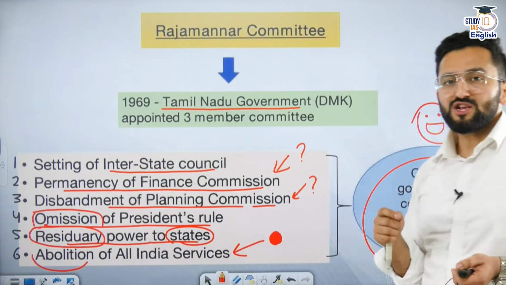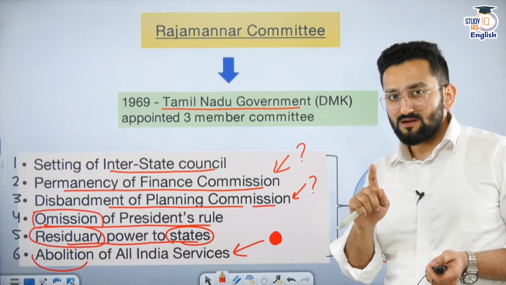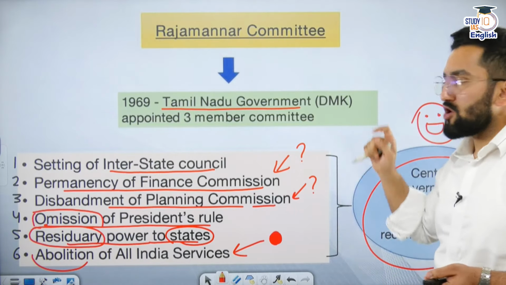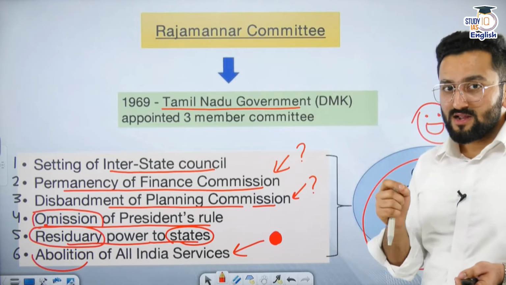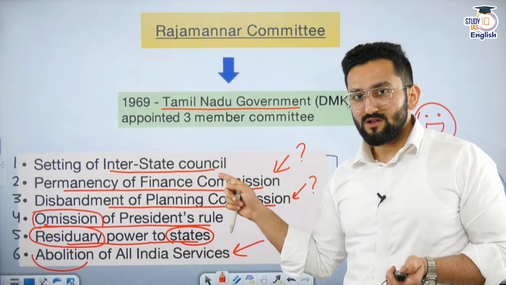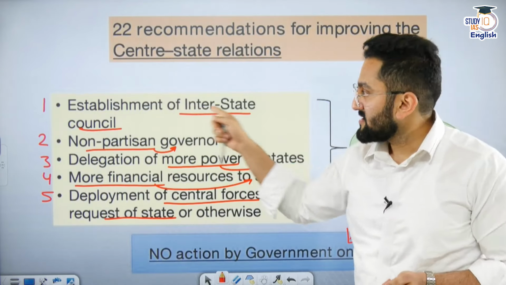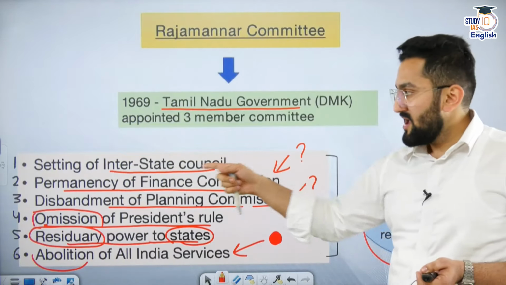Thereafter, we saw Raj Mannar Committee. Now, this was not a committee which was made by center. This was made by Tamil Nadu government. 3-member committee. So now see the recommendations which were made. Setting of interstate council. You will see similarity. Interstate council was demanded. Here also interstate council was demanded.